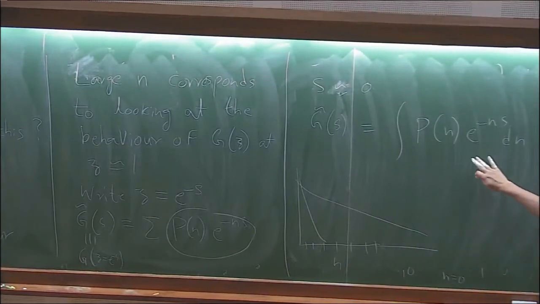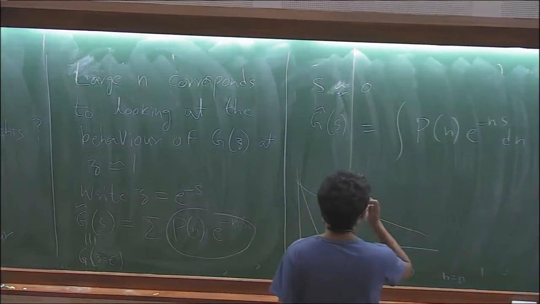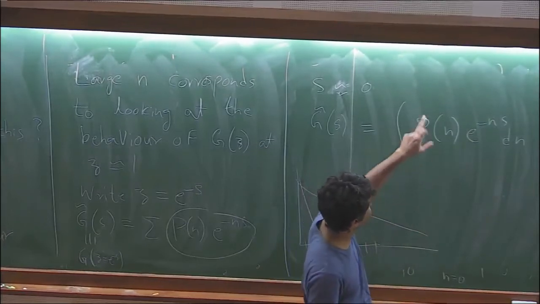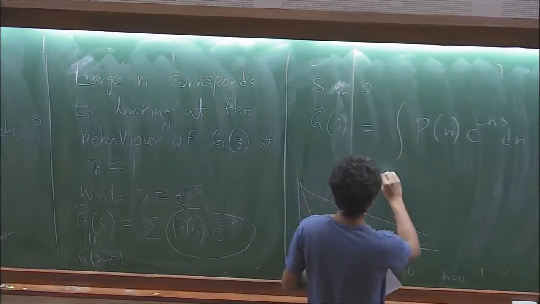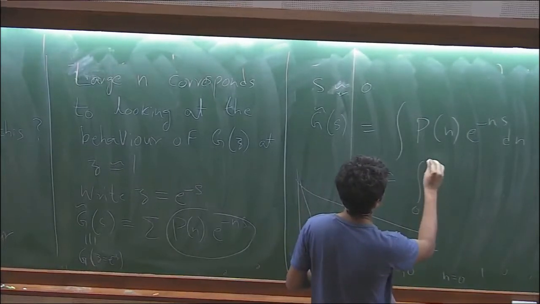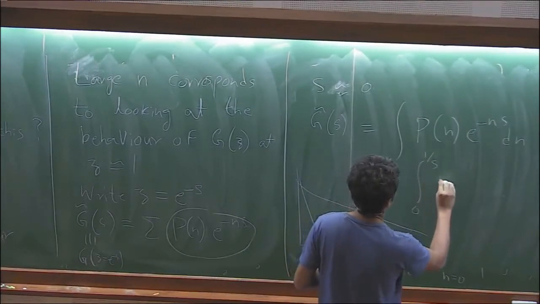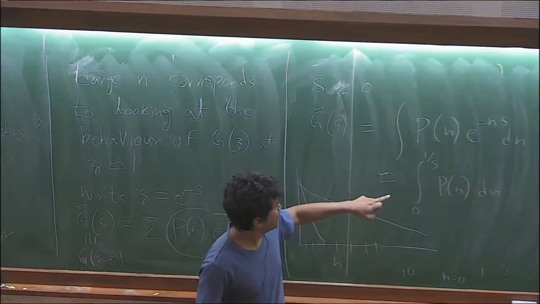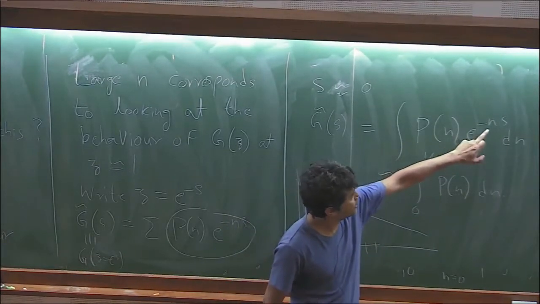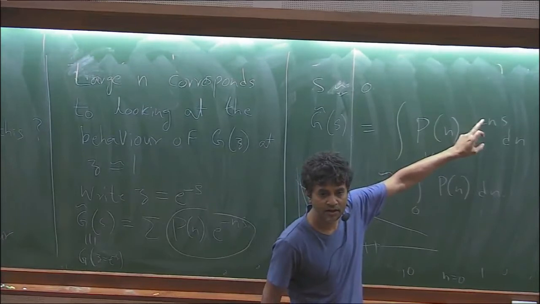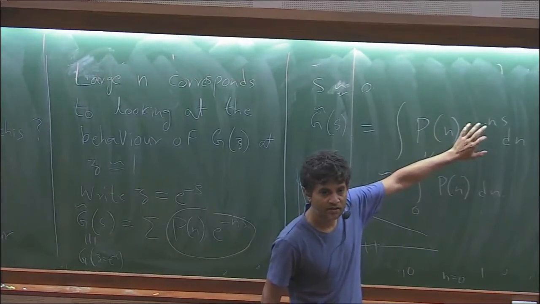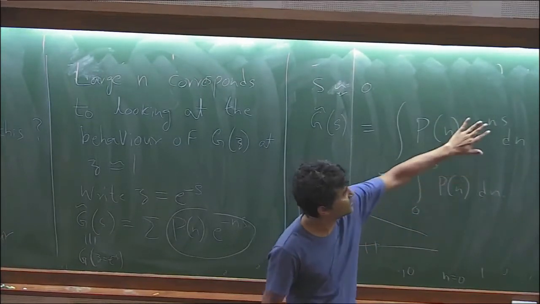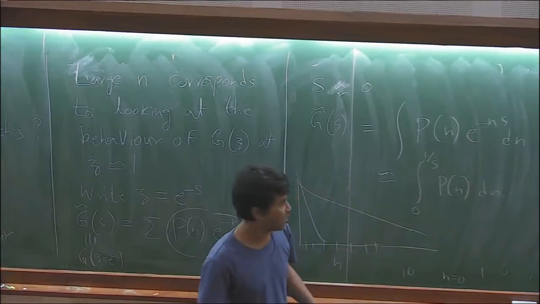Okay, so now you have something like this, and it's clear that when you do this integral, this will be the same as 0 to 1 by s. This function decays exponentially, over a length scale 1 over s, since n is the variable. So after about 1 by s, it's very small. So I can restrict the integral to 1 by s and forget about the rest. So it's basically given by this.